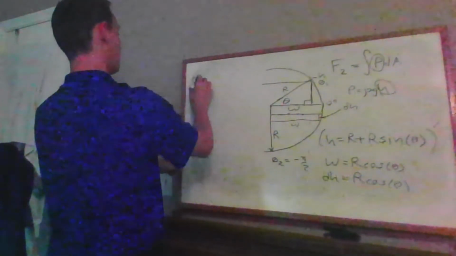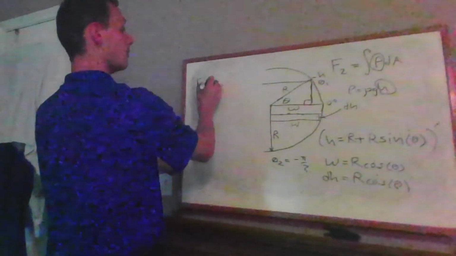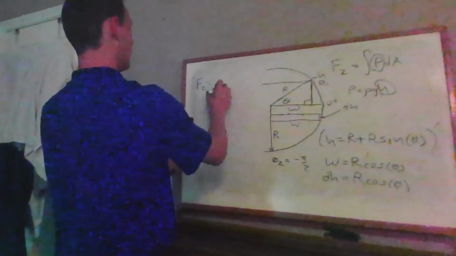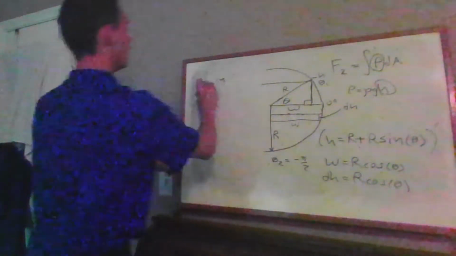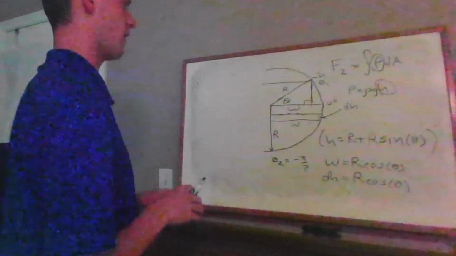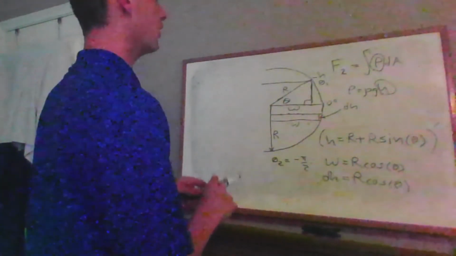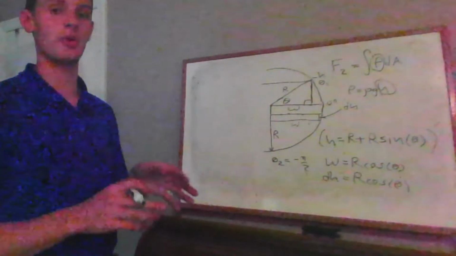Running out of marker here as well. So we would have rho g. Actually, I'm changing my mind here because this is just going to be a lot to write down. So I'm probably going to make a cut at this point in the video.